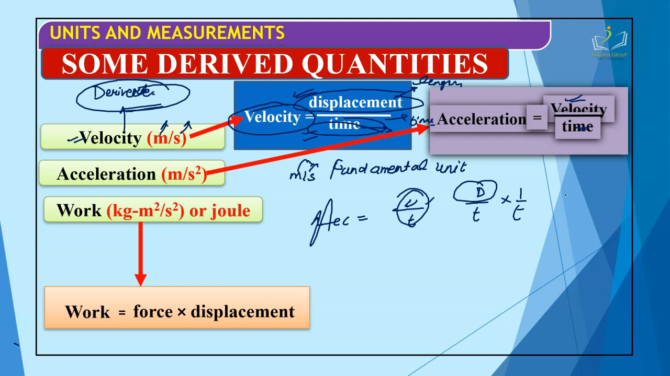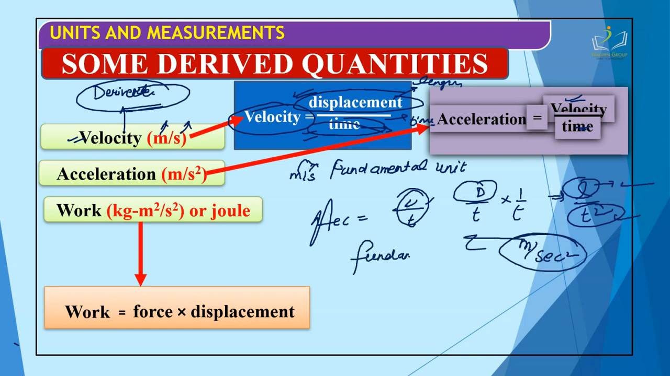Displacement is nothing but length. So we can write it as L by t square. And again, this is a fundamental part, and this is again a fundamental part. That's why we are putting the unit meter per second square. Meter is a part of a fundamental quantity, students, and second is also part of the fundamental quantities.